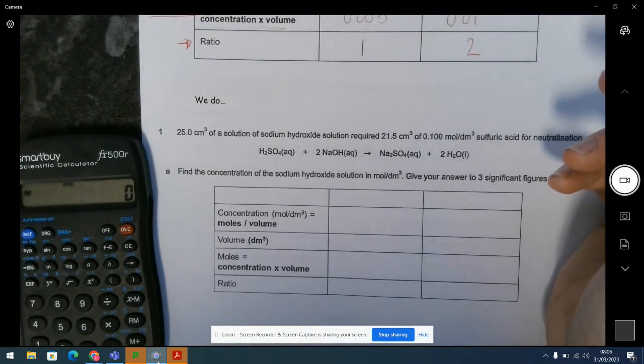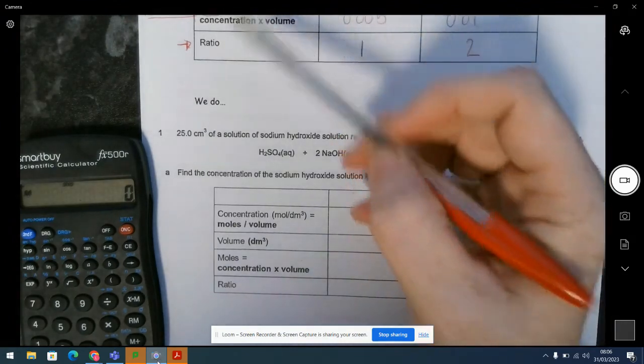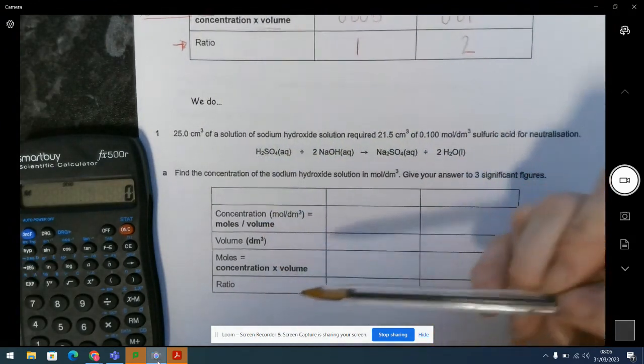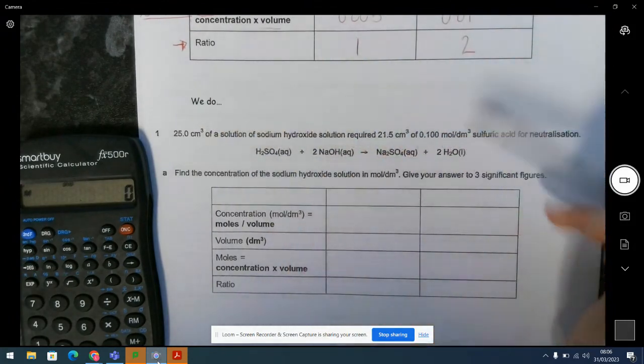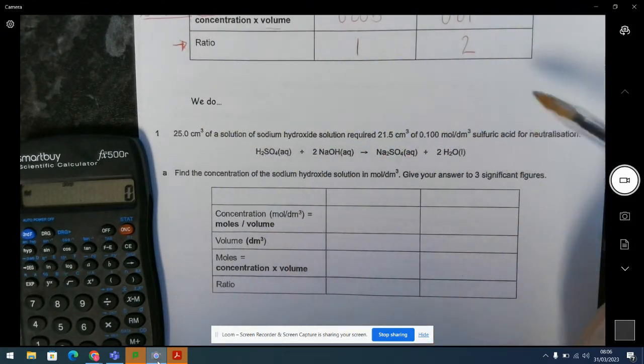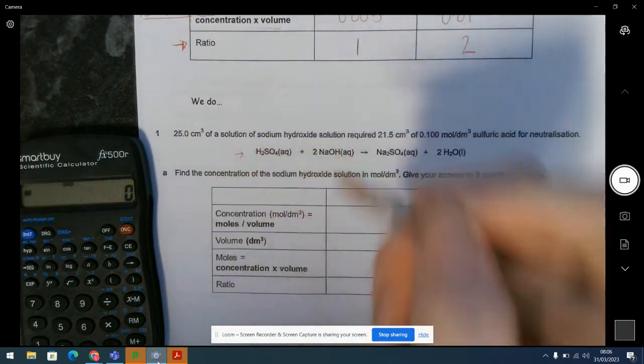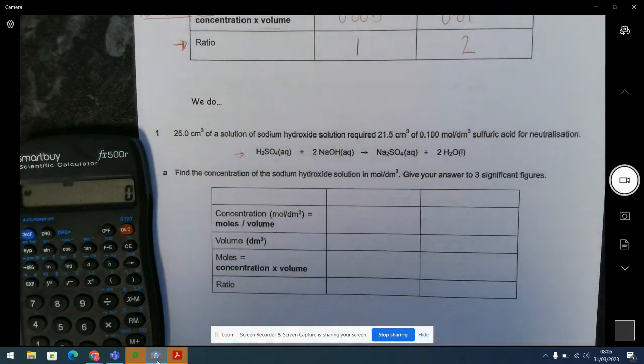Okay, so if you've tried it, fabulous. Let's see how you've got on. Remember, I've got to know these 4 things. So concentration, volume, moles, and ratio. And all of the information I need is in the question. This is actually an exam question. So what I'm hoping you will see, as I've already said, you will have the symbol equation to help you work out the ratio, which comes later on when it comes to working out moles.